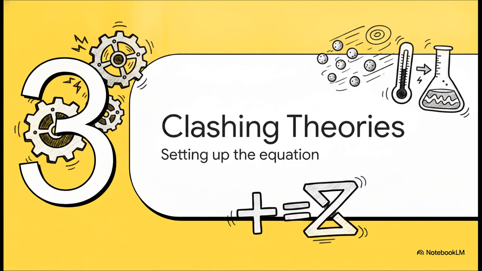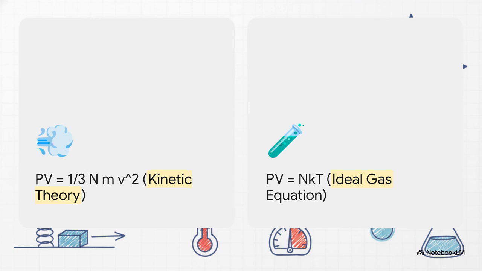It is time to set up the ultimate equation. I want you to imagine a balancing scale. Over on the left, we have a formula derived from the kinetic theory of gases. Pressure times volume equals 1/3 times capital N times m times our mean square velocity. Then on the right, we have the legendary ideal gas equation. Pressure times volume equals capital N kT.